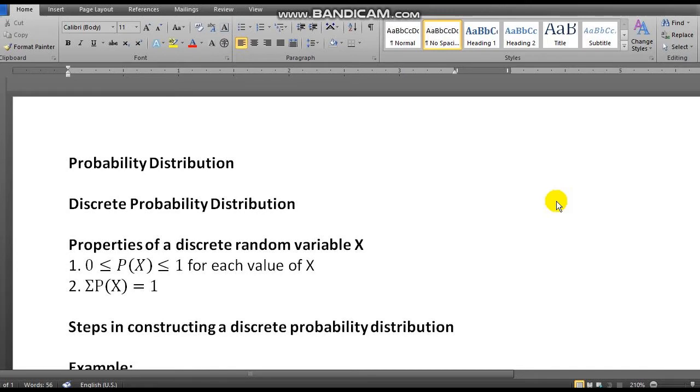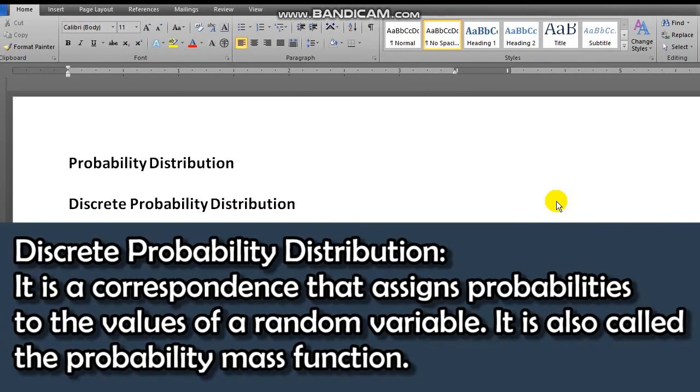So basically, a probability distribution tells us the probability that a particular value of a random variable will appear, because definitely each of the values of the random variable does not have the same probabilities. So the listing of all the possible probabilities of each of the random variables is presented in the probability distribution. We're going to deal with the probability distribution of a discrete random variable. It is a correspondence that assigns probabilities to the values of a random variable. Take note that we also call this a probability mass function.